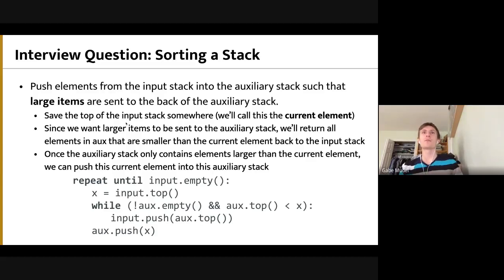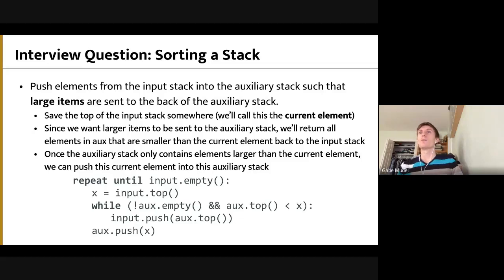Okay, so we want to save the top of the input stack somewhere, calling this the current element. So that means we're just taking the top of the stack and not putting it anywhere. We're taking it off of the top of the stack. It's not in either of our stacks, and it's just stored in a variable. Then since we want larger items to be sent to the auxiliary stack, we'll return all elements in aux that are smaller than the current element back to the input stack. I just read that, it's probably a little confusing.